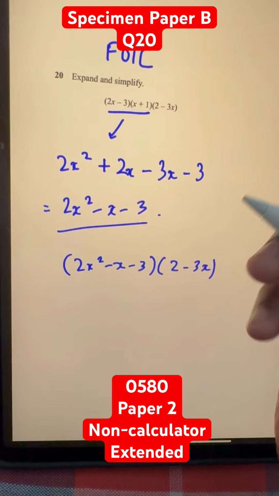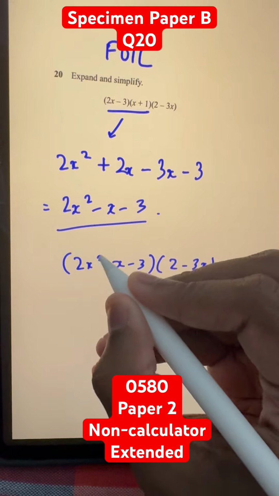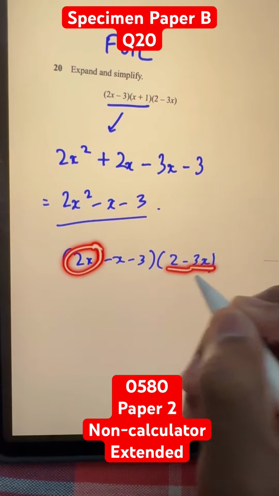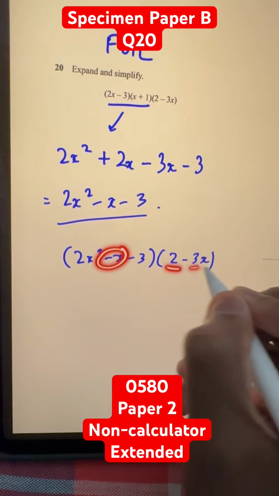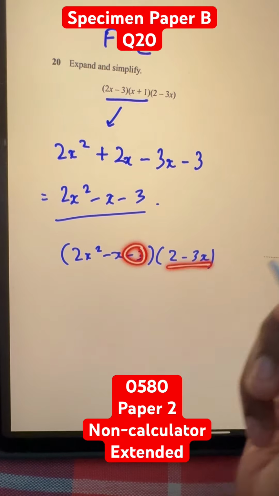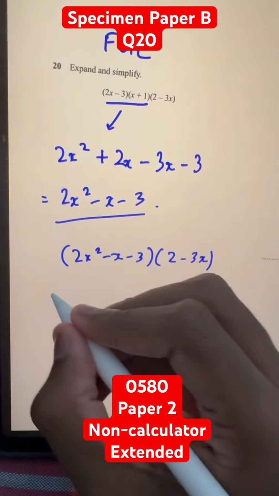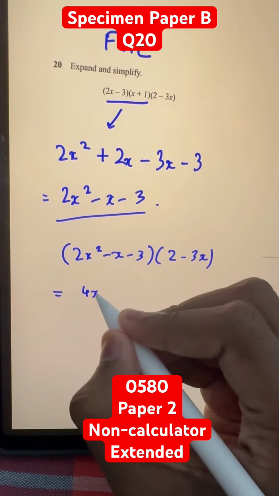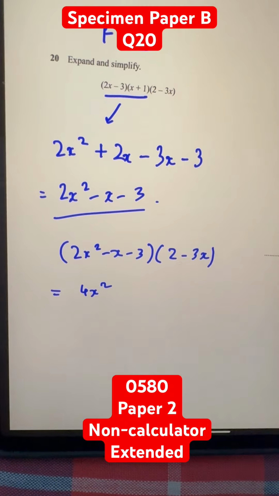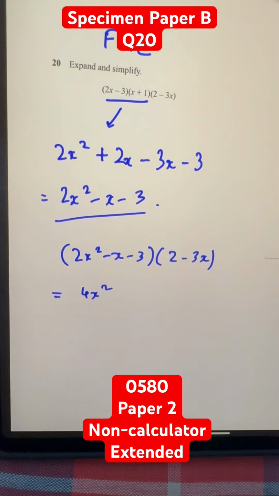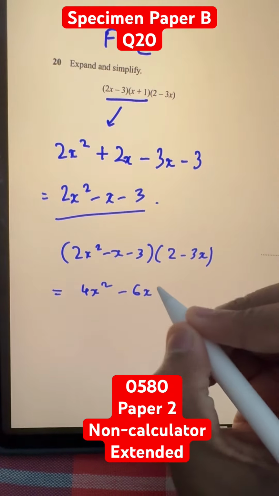So the simplest way to do it is to just multiply 2x squared by both of these, then multiply negative x by both of these, then multiply negative 3 by both of these. So let's start with 2x squared times 2, which gives 4x squared. Then 2x squared times negative 3x, which gives minus 6x cubed.